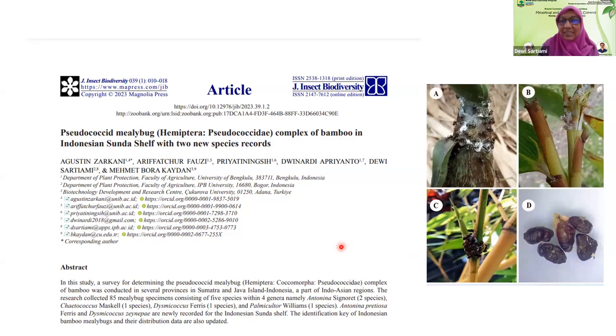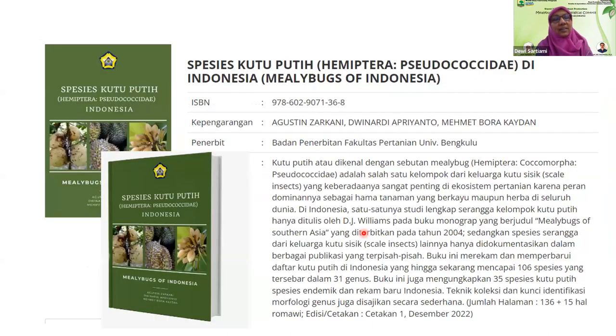Okay, in bamboo. See, bamboo is in Indonesia, the yellow one is for ornamental plants. And this is the mealybugs of Indonesia, belonging to Pak Agustin again. Pak Agustin wrote a book, but it is still in press, I think. It is not yet published, but already registered to the National Library in Jakarta. So we will wait for this book.